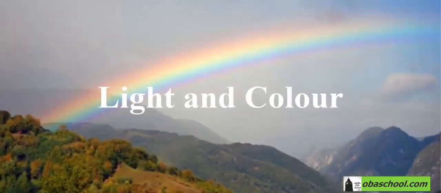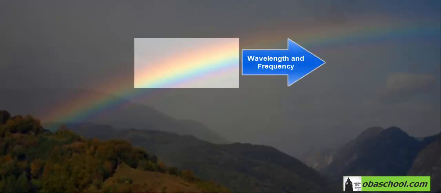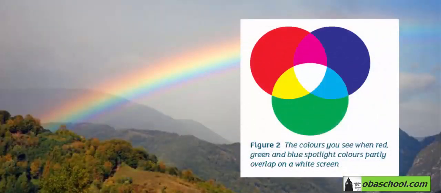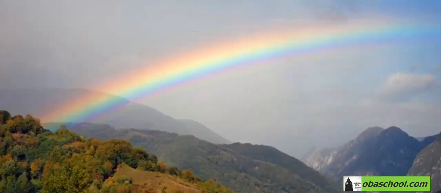Light and color. Each color in the visible light spectrum has its own narrow band of wavelength and frequency. They are beside each other and stick together, so their wavelength and frequency are in a sequence, one after the other. Light from the sun is a mix of all the colors of the spectrum, obviously, and red, green, and blue are called the primary colors of light because they can be mixed to produce any other color of light.